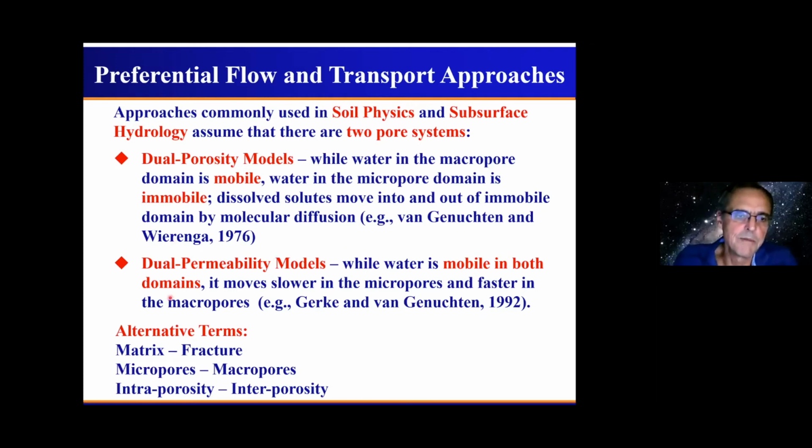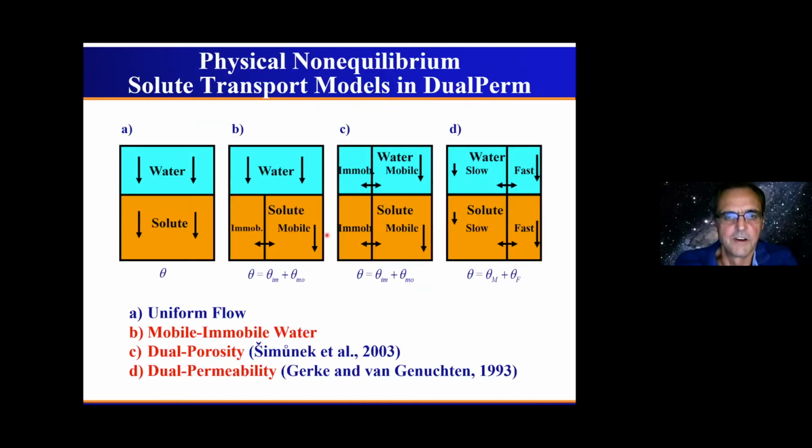On the other hand, dual permeability models also divide the system into two domains, but now they consider that water and solute can move in both of these domains, but at different rates. Yeah? So water would move faster in the macropores, it would move slower in the matrix, but it would be mobile in both of these systems. So we developed a suite of approaches of increasing complexity from the uniform flow to dual porosity models with mobile-immobile systems to dual permeability models. And those are all implemented into this dual perm module.